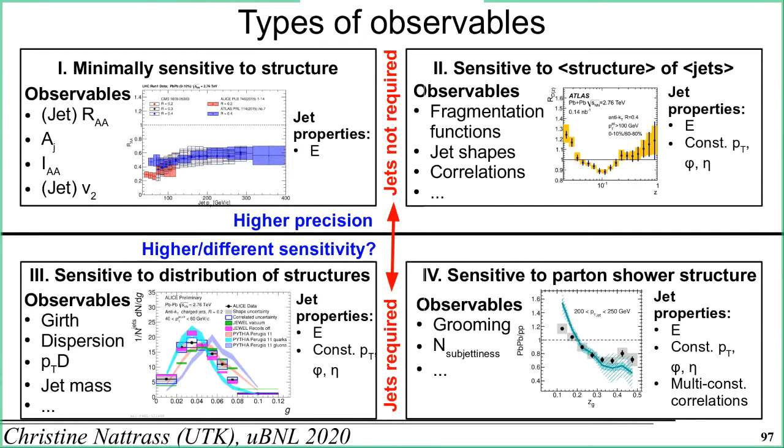So how can you tell? If you look at the bottom one, category three, the black points are data, the salmon color is JEWEL, and the cyan color is Pythia. There's a clear difference between the model predictions for those two. I'm not really sure which one, the data maybe sit in between the two, but if you were just looking at some measure of the average jet width, you wouldn't necessarily be able to tell.